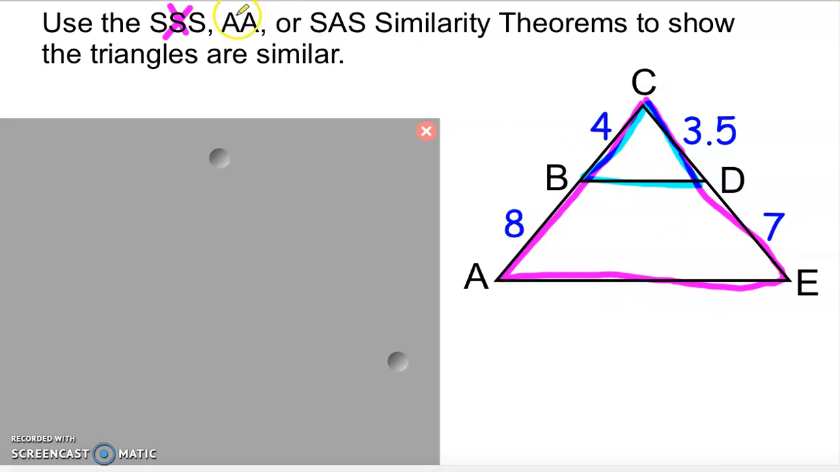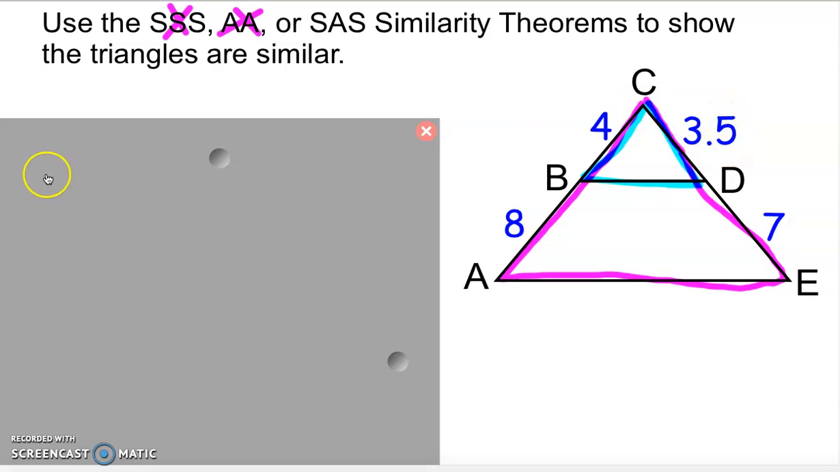So angle, angle is out, and you might be like, wait a second, Mr. Kenyon, you don't have any angles at all, so you couldn't possibly use side, angle, side because it's got an angle. But I can. I can use an angle here because angle C is reflexive. Angle C is the same exact angle in the blue triangle as it is in the purple triangle. So I'm going to use side, angle, side.